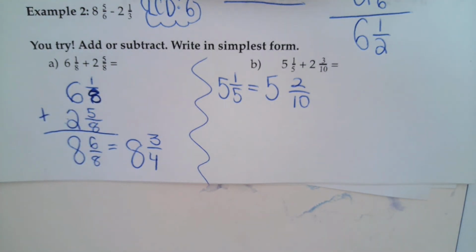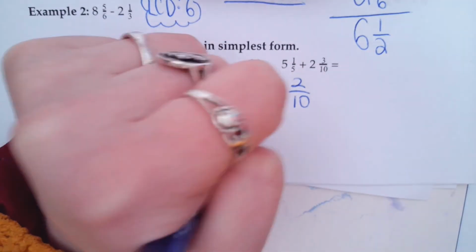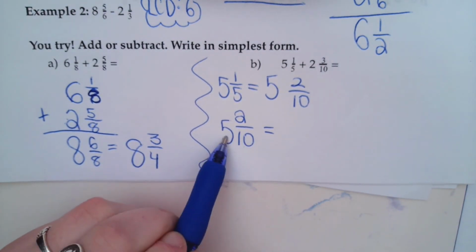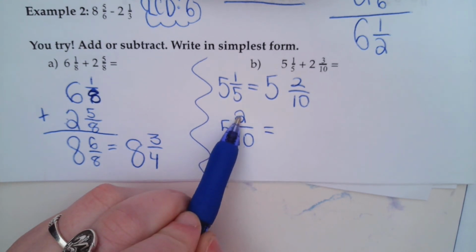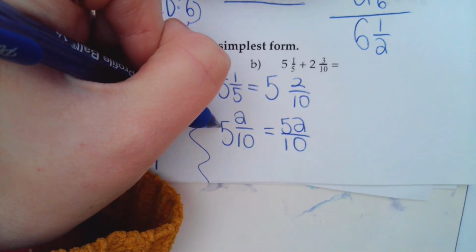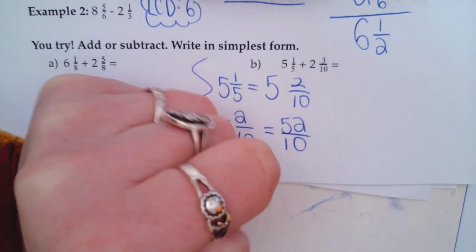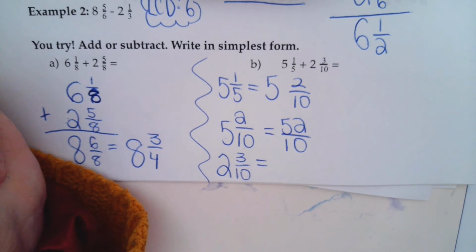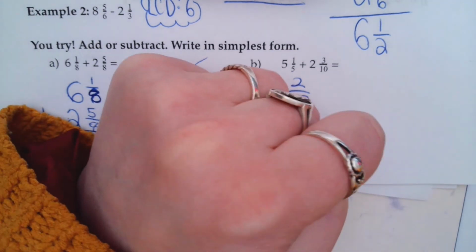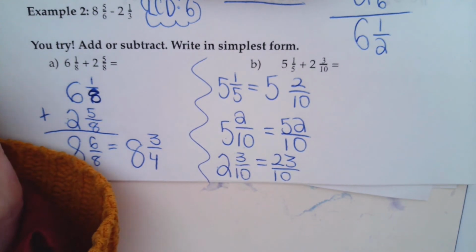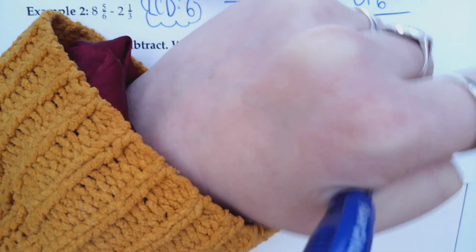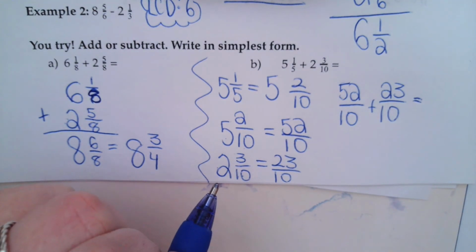So let's turn 5 2/10 into an improper fraction. Remember, we're really doing 10 times 5 is 50, plus 2 is 52 over 10. So that's my improper fraction. Let's go ahead and do the same thing with 2 3/10. 10 times 2 is 20, plus 3 is 23, all over 10. So our new equation is 52/10 plus 23/10.